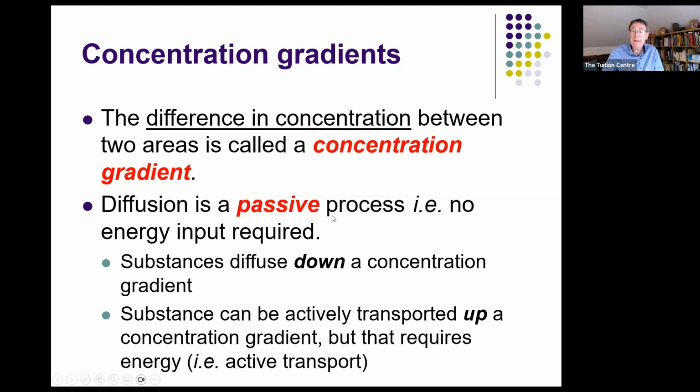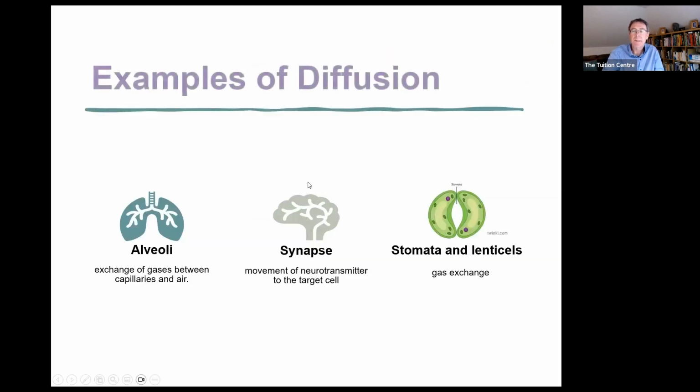And you can have movement of molecules up a concentration gradient, but we'll come to that. That doesn't come free, right? That's not what we call a passive process. That's what we call active transport, and we'll see examples of that in a second.